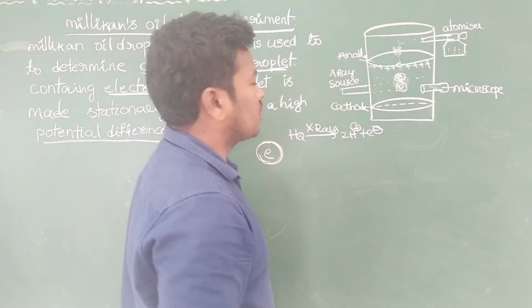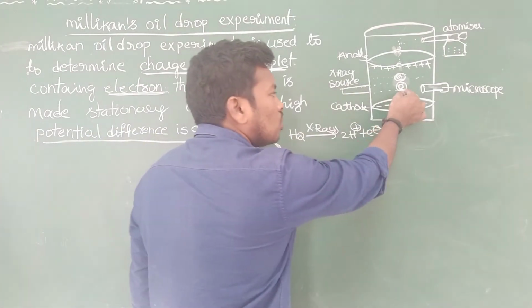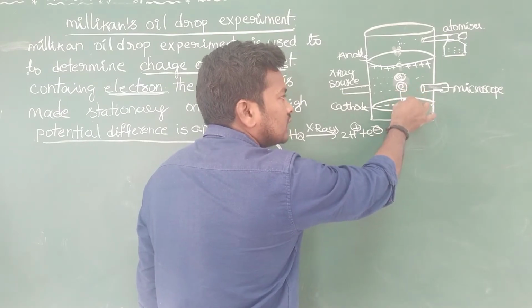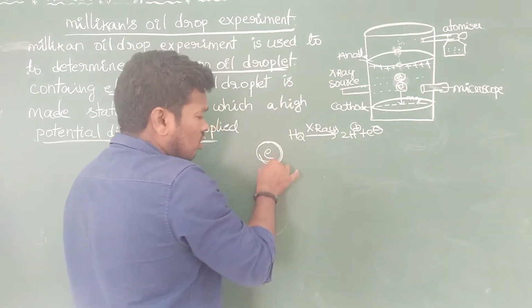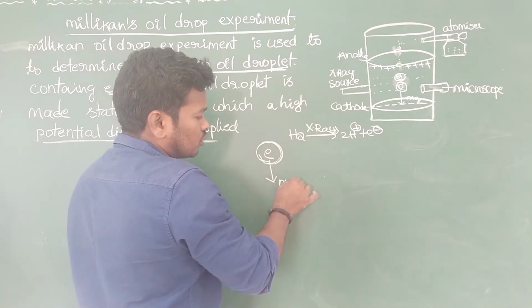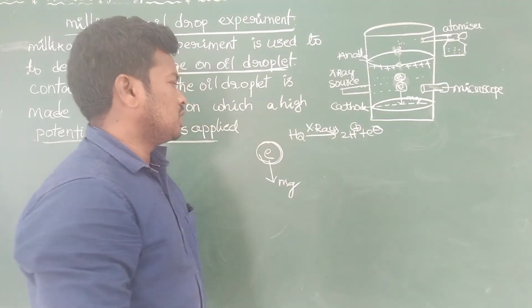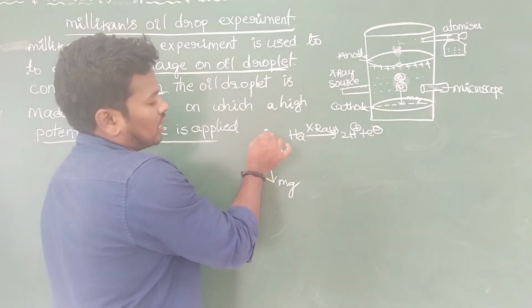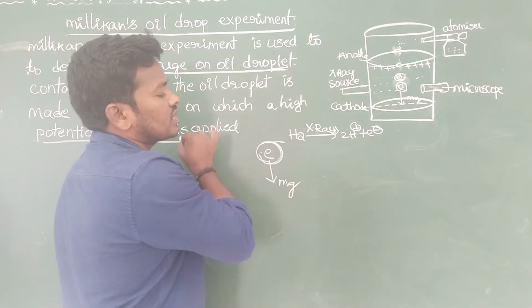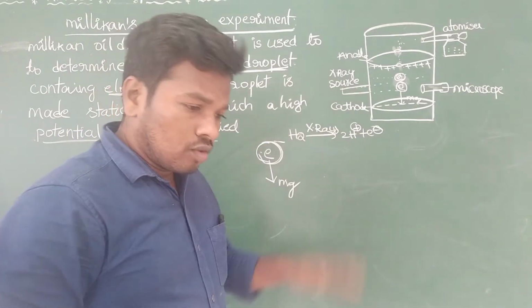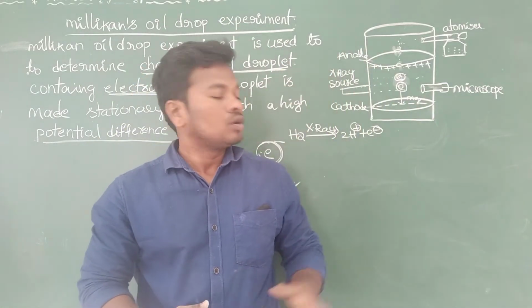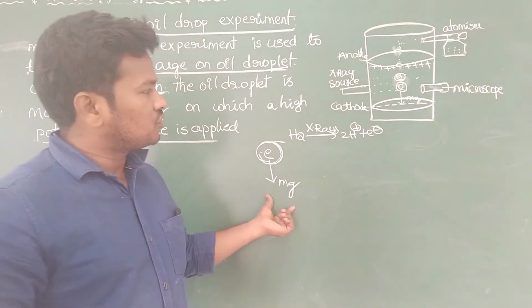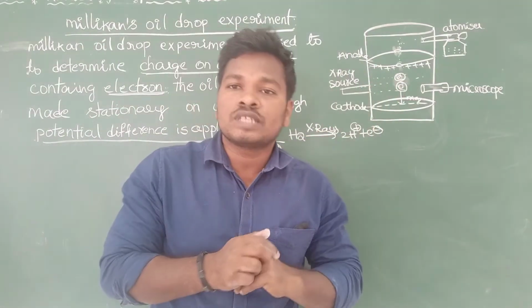If you observe one oil droplet, some force acts downward. That downward force is gravity. If you see the electron, the downward force will be mg. The electron-containing oil droplet has a negative charge. Downward, one force is acting, pulling it downward, and it is mg. Upward also, some force is acting.